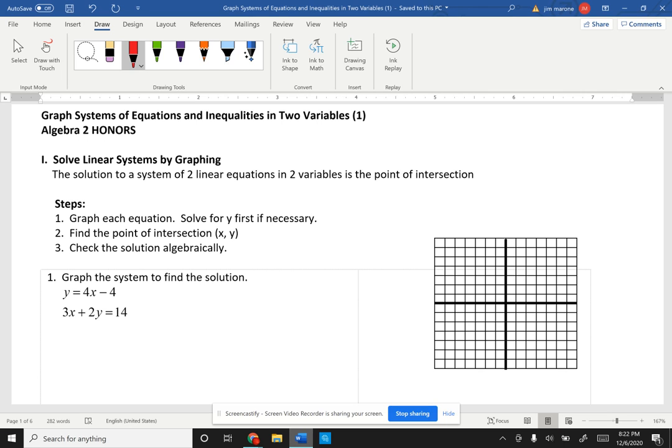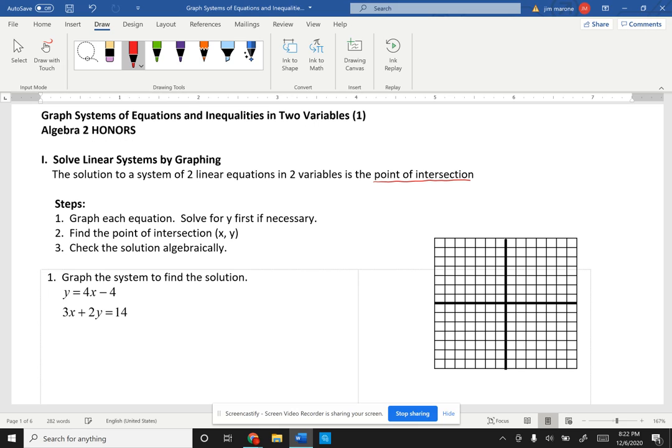Hi everyone. Today we are going to graph systems of equations and inequalities in two variables. You learn 90% of this in Algebra 1, so it should be a fairly easy lesson. For the first part, it says solve linear systems by graphing. The solution to a system of two linear equations in two variables is the point of intersection.